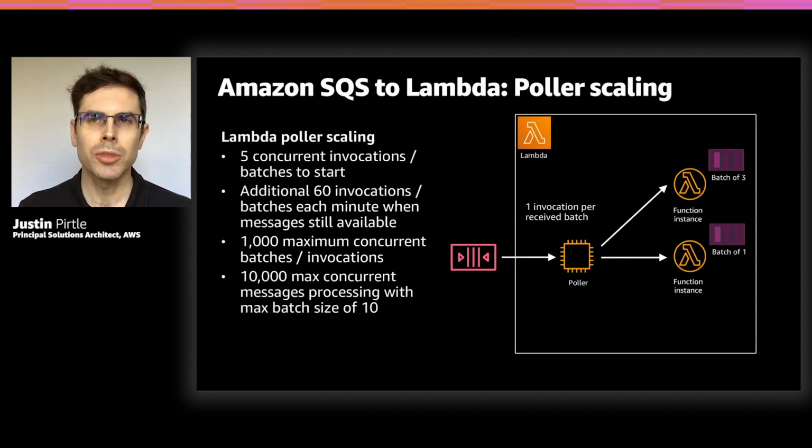The final consideration from a scaling perspective with Lambda is the poller itself. As I mentioned, Lambda runs a poller on your behalf, and it starts with concurrent batches of 5 invocations at any moment. But if those invocations are running and there are more messages remaining in the queue, then we add an additional 60 invocations each minute afterwards, scaling all the way up until we either have drained the queue or we reach 1,000 maximum concurrent invocations. Assuming a max batch size of 10, this means a single function paired with an SQS event source could be processing 10,000 messages concurrently in parallel. And so that's just a quick look at the scaling.